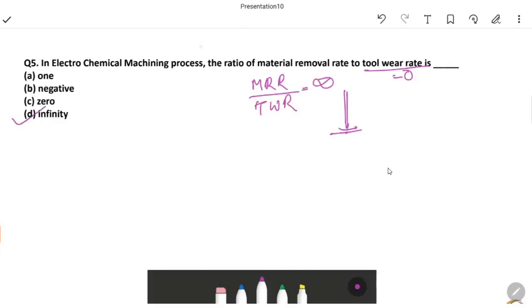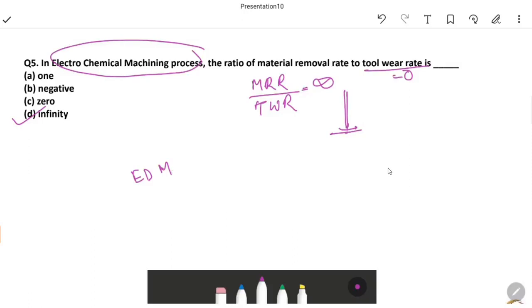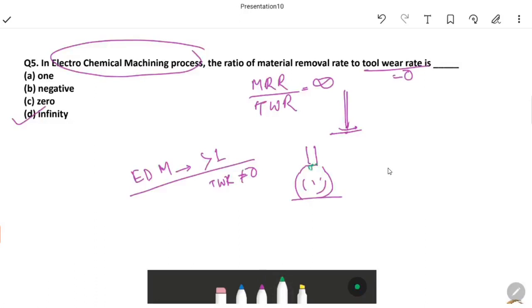However, in place of ECM, if you had EDM, then it would have been some positive quantity, which is obviously more than one. This ratio would have been more than one. But TWR is not zero, because due to the spark that's happening between the tool and the electrode, some material at the tool surface is also getting ablated due to this energy, and as a result, small pits are forming on the surface of the tool.